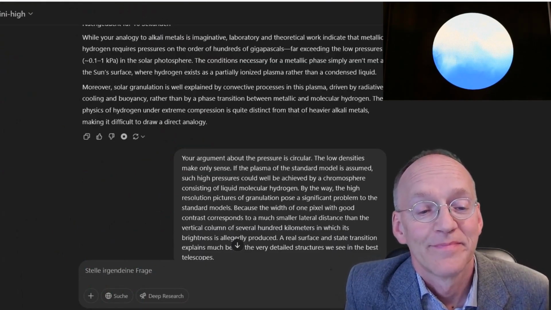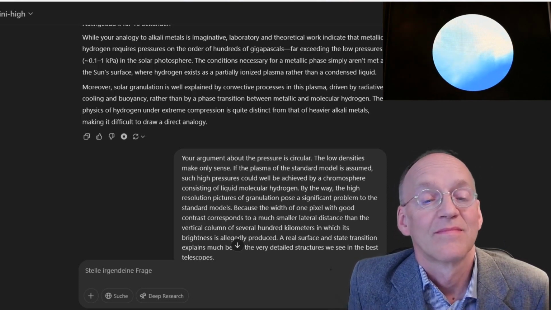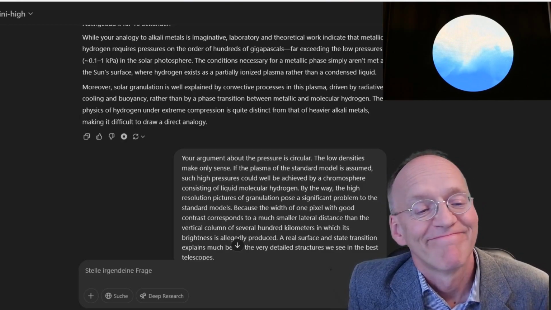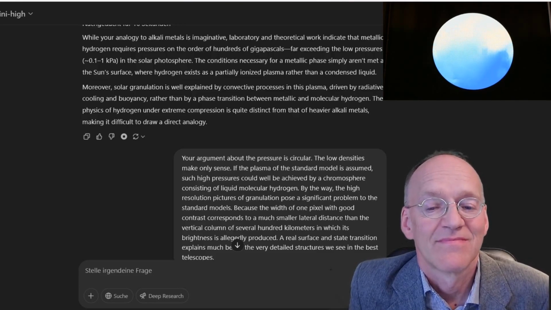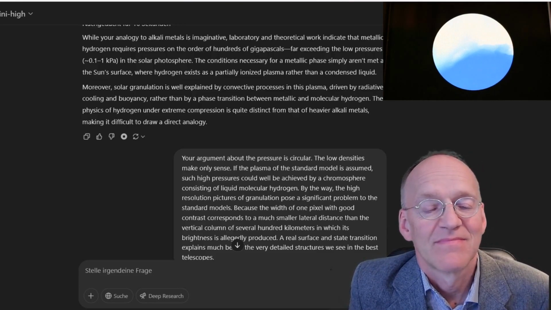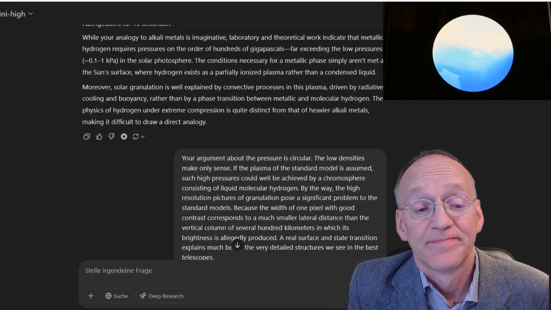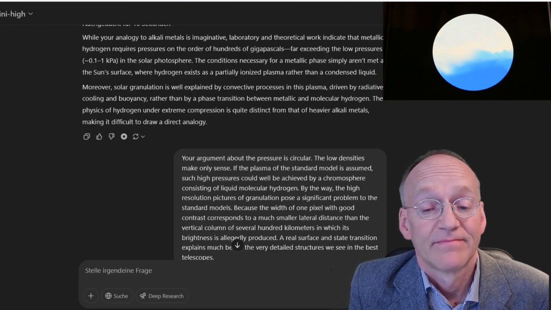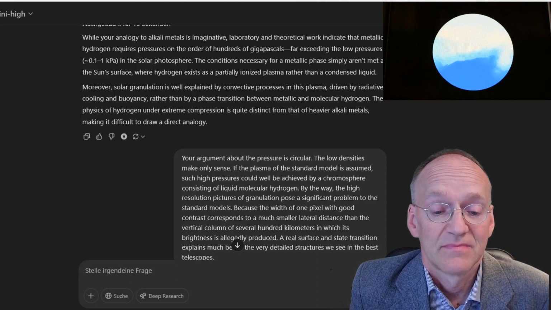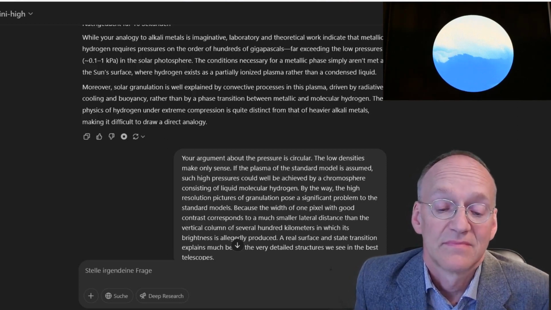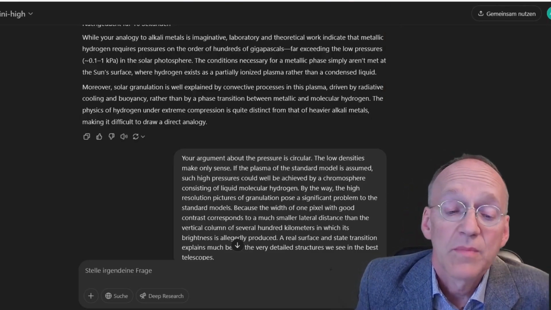While your analogy to alkali metals is imaginative, laboratory and theoretical work indicate that metallic hydrogen requires pressures on the order of hundreds of gigapascals, far exceeding the low pressures, 0.1 to 1 kilopascal, in the solar photosphere. The conditions necessary for a metallic phase simply aren't met at the sun's surface, where hydrogen exists as a partially ionized plasma rather than a condensed liquid. Moreover, solar granulation is well explained by convective processes in this plasma, driven by radiative cooling and buoyancy, rather than by a phase transition between metallic and molecular hydrogen. The physics of hydrogen under extreme compression is quite distinct from that of heavier alkali metals, making it difficult to draw a direct analogy.